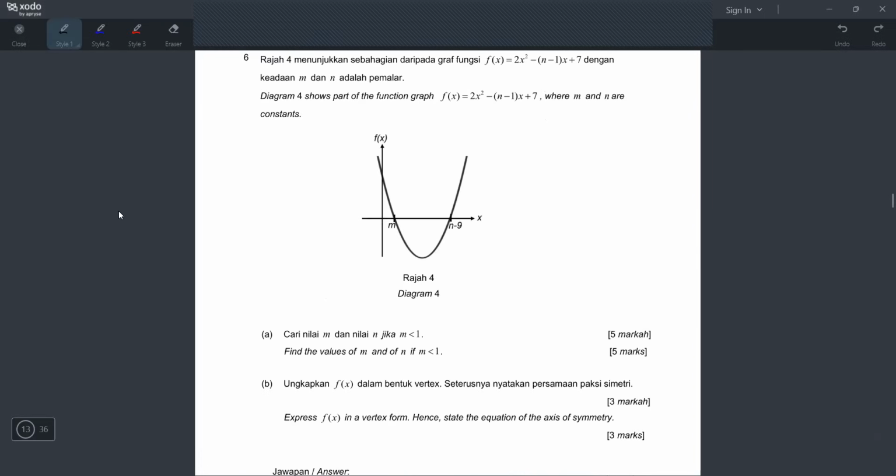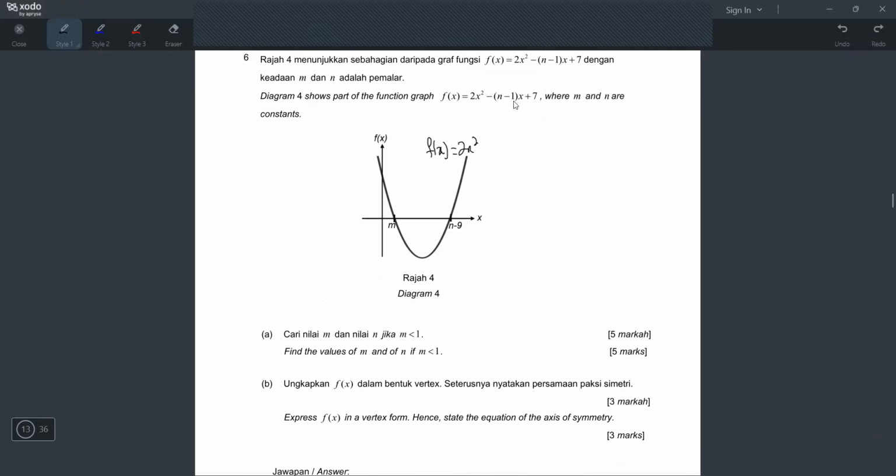Okay, let's continue with number 6. I think this is under the quadratic function chapter. So let's read the question. Diagram 4 shows a part of a function graph, and this is the equation. So let's write it down. f(x) equals 2x squared minus, oh, if I am you, I will actually take the negative.